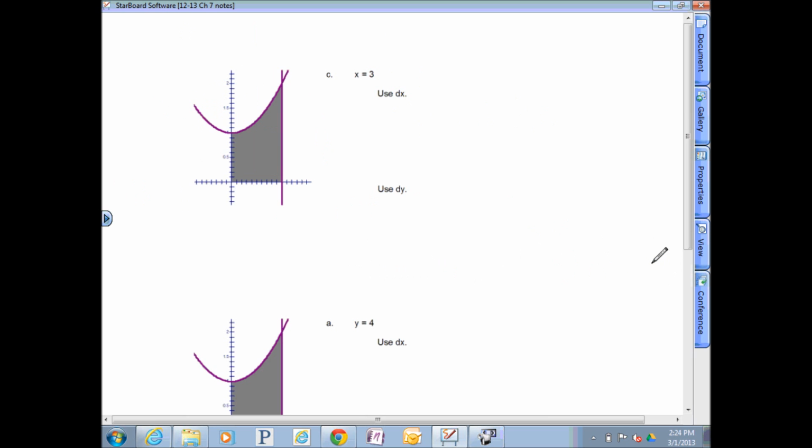Now we get to the more exciting ones. A lot of us are getting better at the x-axis and the y-axis. What happens when we revolve them the wrong way? What happens if we go the other direction? So here we are, same exact thing, but now we're revolving around x equals 3. So x equals 3 is out here someplace. X equals 3 we're revolving around this time.